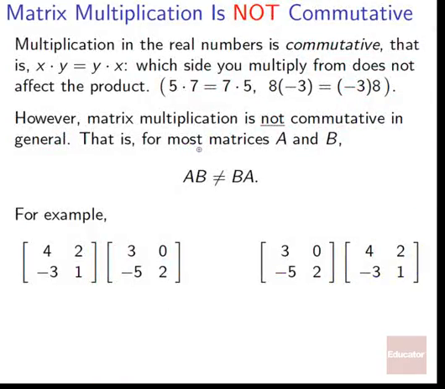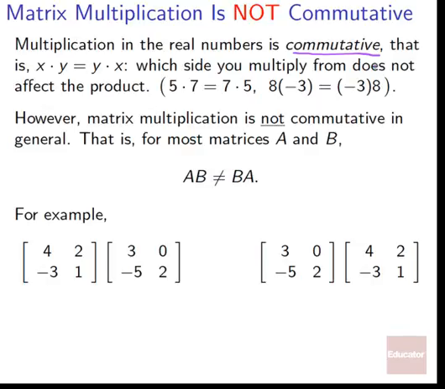Matrix multiplication is not commutative. So this is absolutely mind-blowing, because it's not something that we've seen anywhere else in math at this point, I'm pretty sure. So at this point, we probably want to know what does it mean to be commutative before we try to understand matrices not being commutative. So let's look at that.